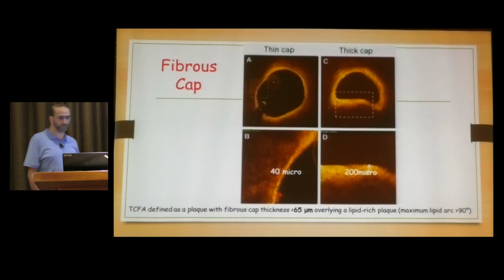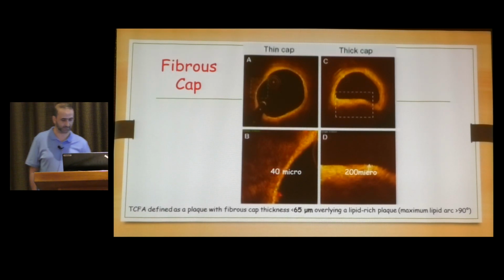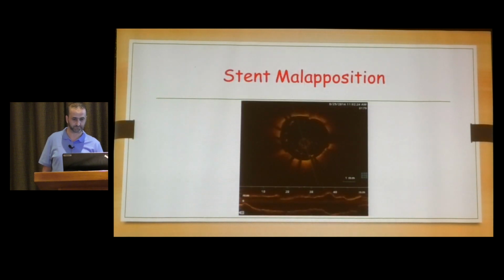This is where we can measure the fibrous cap. We zoom in on these areas. This was measured to be 40 microns. This was measured to be 100 microns. And the TCFA is anything less than 65. So this is a very thin cap, and we can measure that easily with the OCT.